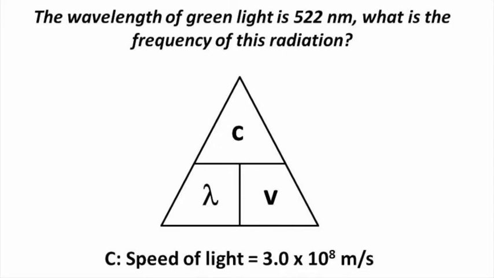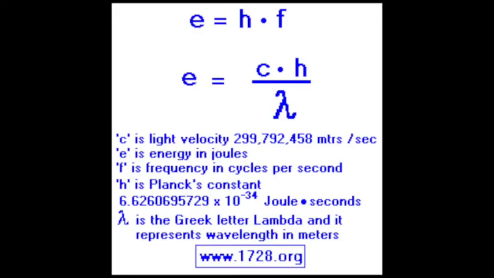So basically what we do is divide the speed of light by the wavelength. And we get 5.747, rounded, times 10 to the power of 14 hertz, because frequency is measured in hertz and wavelength is measured in meters, and the unit for energy is the joule.